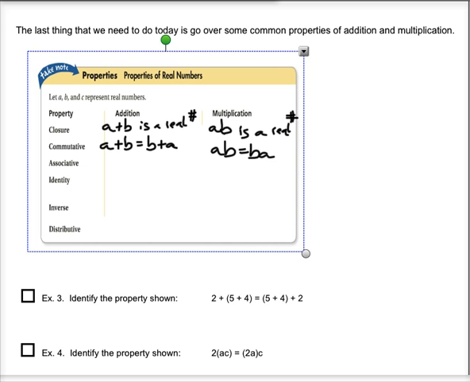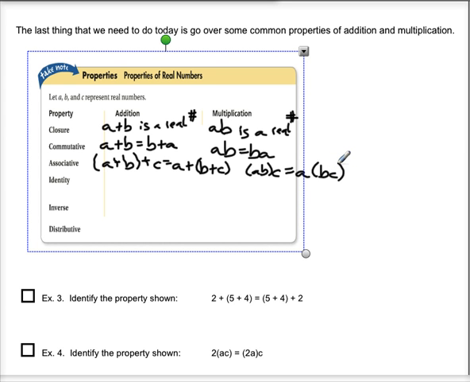Now, it's really easy to confuse commutative and associative. What associative says is grouping doesn't matter. So A plus B plus C is the same thing as A plus B plus C. Okay, how I group them does not matter. Same thing for multiplication. A times B then times C is the same thing as A times multiplying B times C.